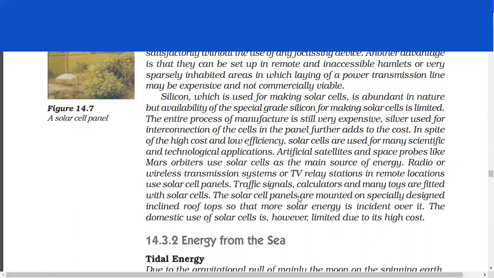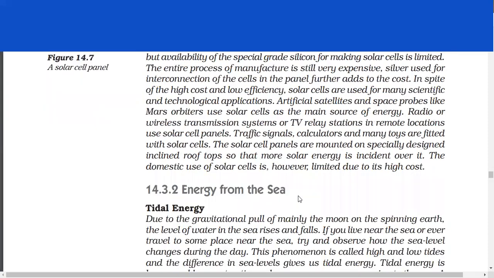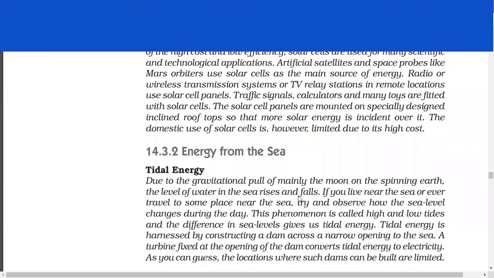Artificial satellites and space probes like Mars orbiters use solar cells as the main source of energy. Radio or wireless transmission systems or TV relay stations in remote locations use solar cell panels. Traffic signals, calculators, and many toys are fitted with solar cells.